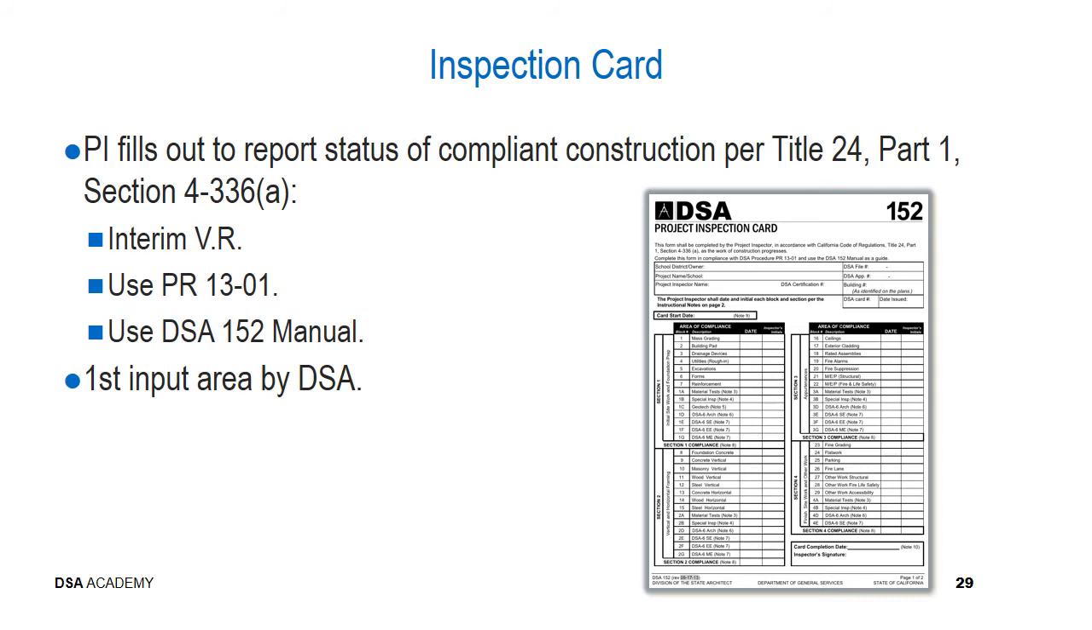There's also the DSA 152 manual, which provides further information about the inspection card and can serve as a reminder for some of the elements associated with ensuring compliant construction, such as the inspections, testing, and documentation. The first area of this form is input by DSA, and the remaining portion is completed by the project inspector.